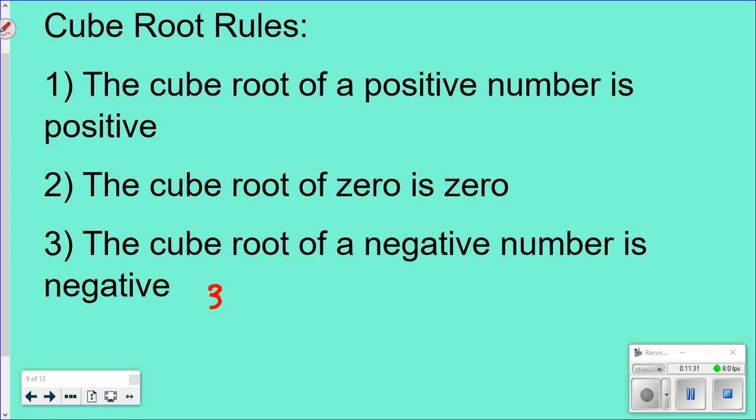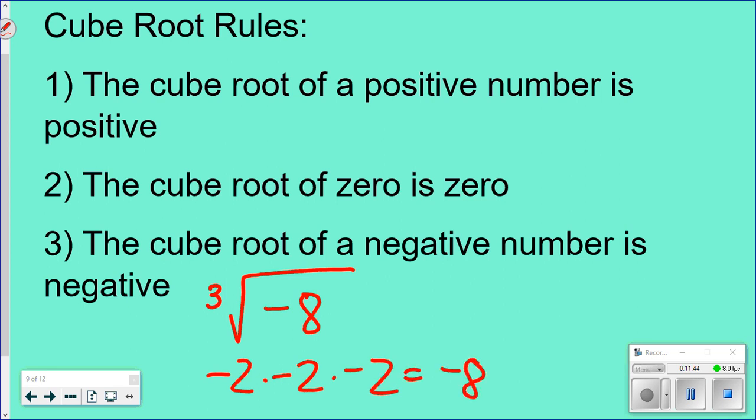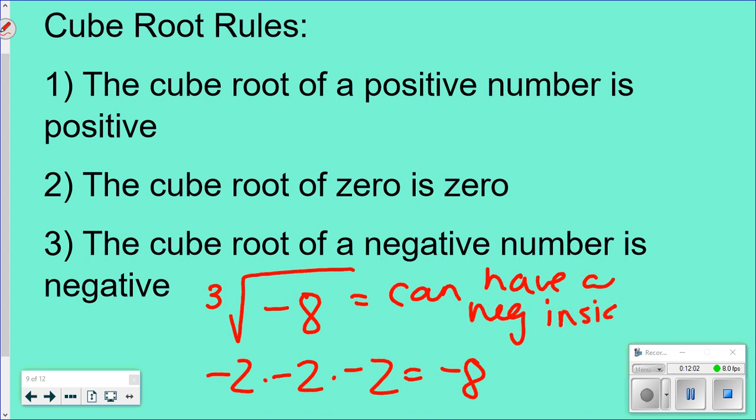So if I say this, what's the number that's going to give me negative 8? It'd be negative 2 times negative 2 times negative 2, which would be negative 8. It works this way with cube roots because of your negative rules. If you take a negative times a negative, it's going to give you a positive. But if you multiply 3 negatives together, it's going to give you a negative. So cube roots can have a negative inside the radical. Square roots cannot. Cube roots can. And that's what this means.